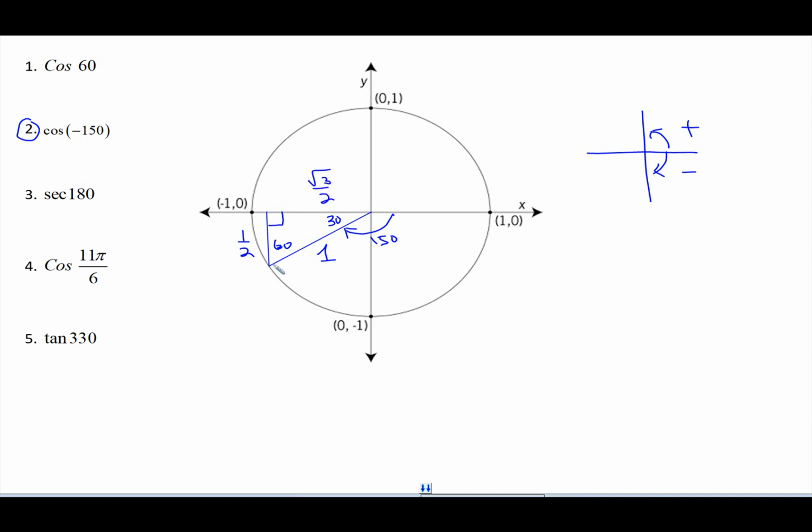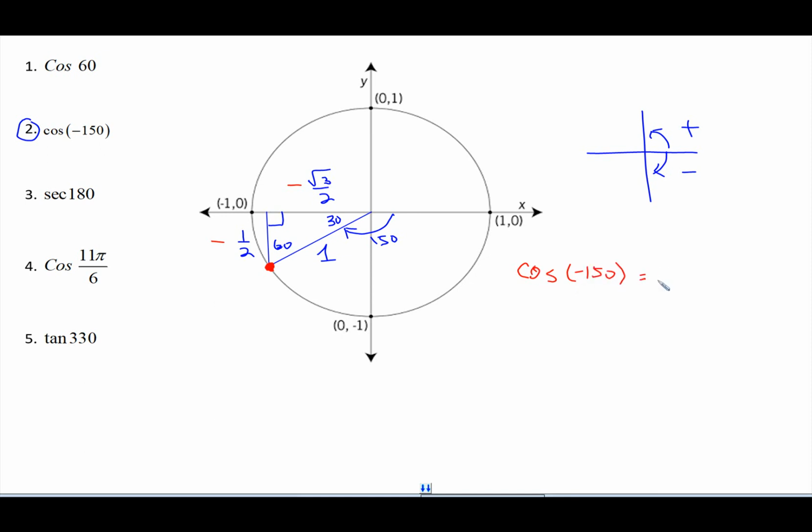And then over here in this quadrant, this point, this coordinate, we know the x values are negative, and the y values are below, so the y values are also negative. So now let's find cosine of negative 150.